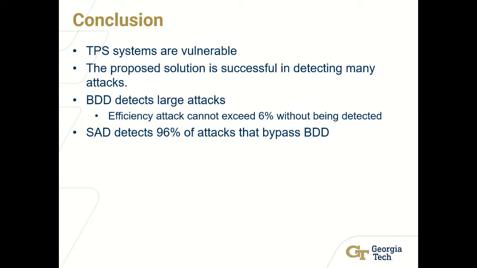To summarize the findings, TPS systems are vulnerable, and the proposed solution by the authors is successful in detecting many attacks. BDD detects large attacks successfully, and as demonstrated in this investigation, the efficiency of these attacks cannot exceed 6% without being detected. As a second line of defense, secondary attack detection detects 96% of attacks that bypass BDD.